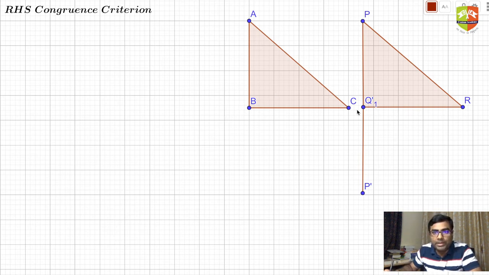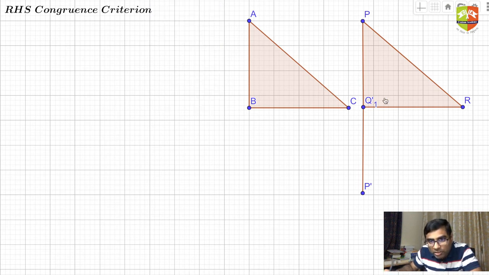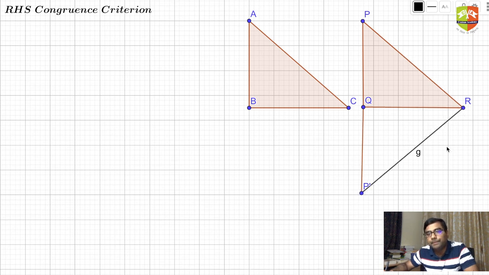Now Q1 dash is the point superposing Q. Let me hide this Q1 dash here. Will I be able to? What do you think? Yeah, but then Q also disappeared. So I brought Q back. Now we are also going to join these two points, P dash to R.